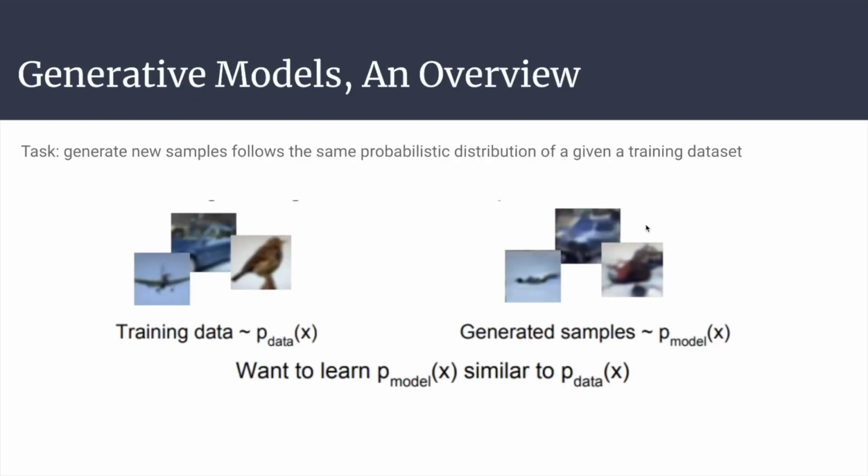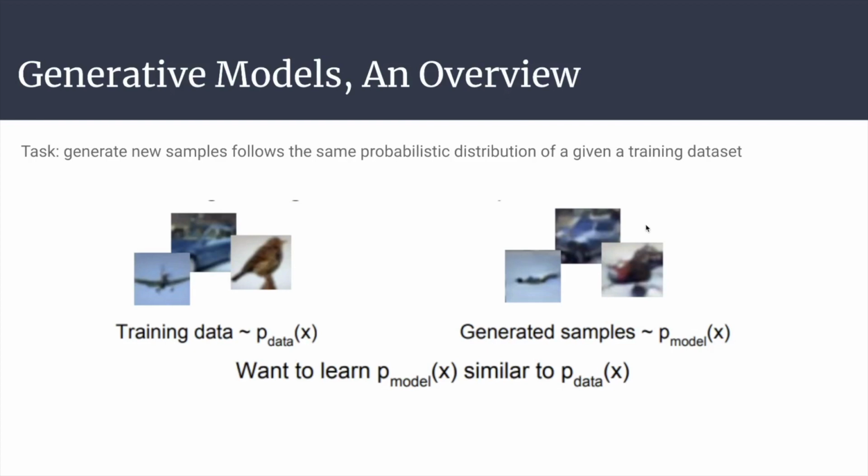We will also do a basic overview of the generative models. The task of generative models is to generate new samples that follow the same probabilistic distribution of a given training dataset. In recent years, generative models have shown an incredible ability to produce highly realistic pieces of content of various kinds, such as images, text, and sounds.